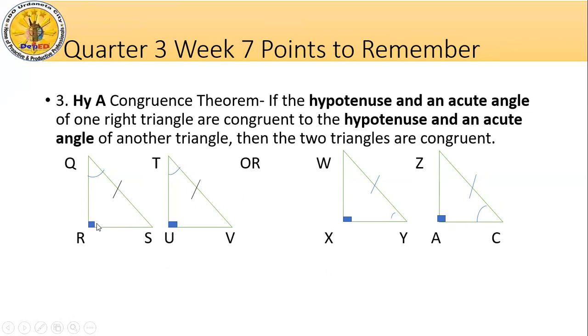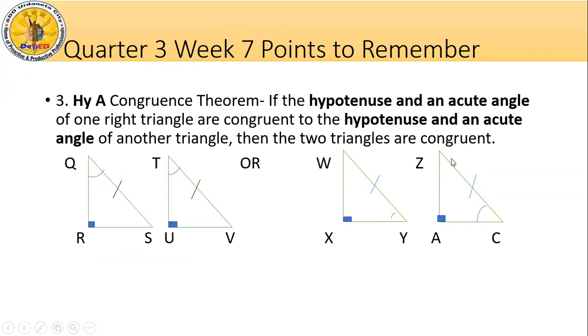So we have angle R congruent to angle U. QS is congruent to line segment TV, which is the hypotenuse. Angle Q is congruent to angle T. Therefore, triangle QRS is congruent to triangle TUV by high A congruence. Another example would be like this.